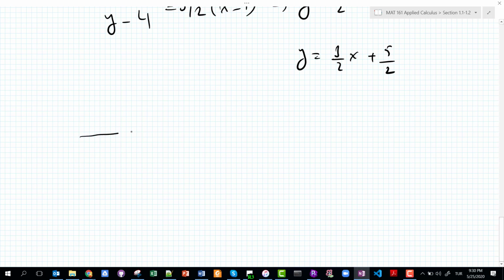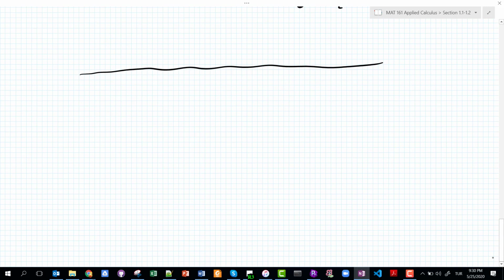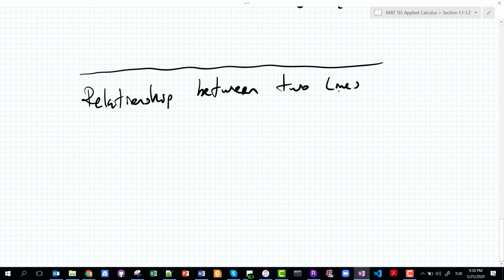So now we can discuss the relationship between two lines, okay? What do we mean by the relationship between two lines? When you are given two lines, there could be some special case between these two lines. Like this one, they could be parallel to each other.